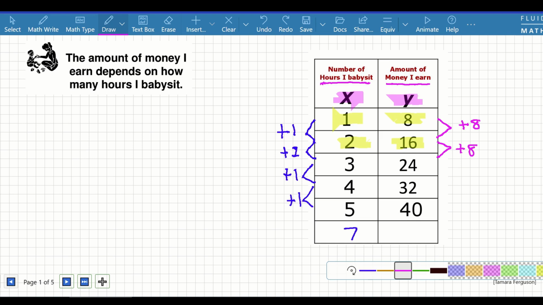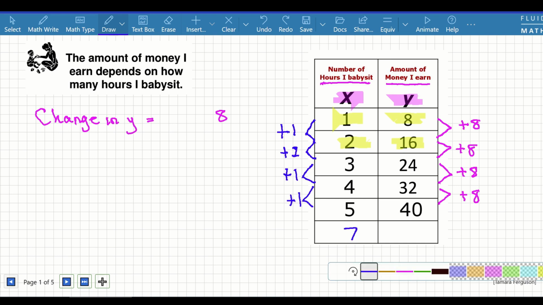And on the Y values, that pattern also holds true because 24 to 32 is an increase of 8, and so is 32 to 40. So we can note that the change in Y values equals 8, and the change in X values is equal to 1. Now, it would be really nice if I didn't have to write this out every single time.